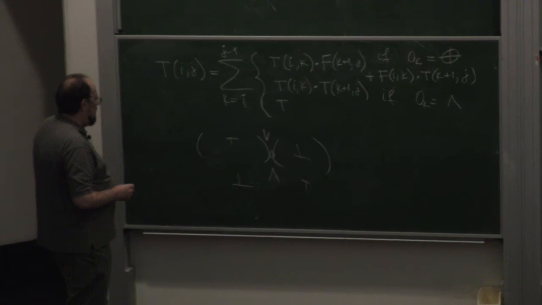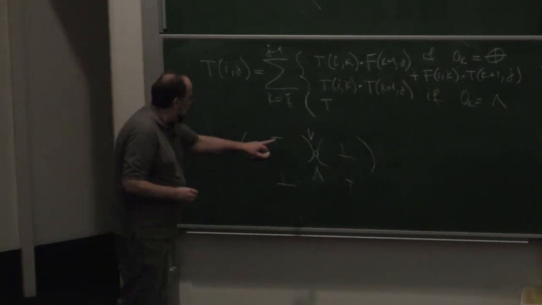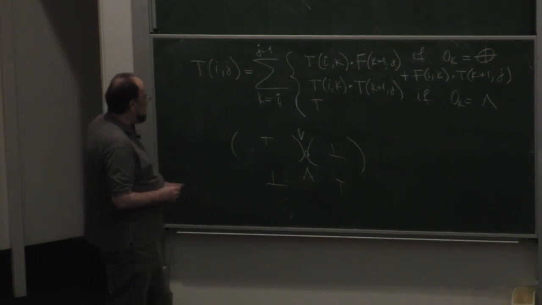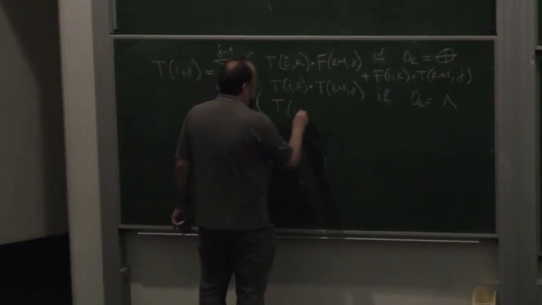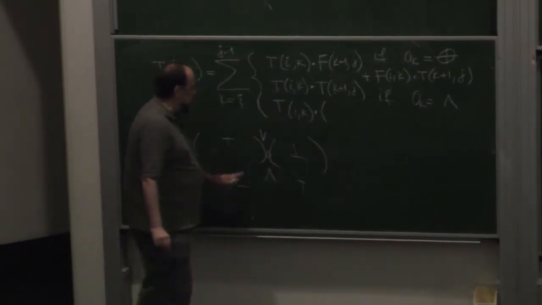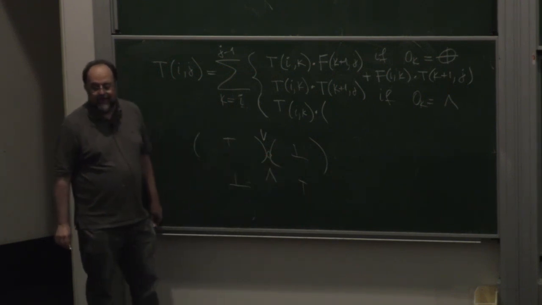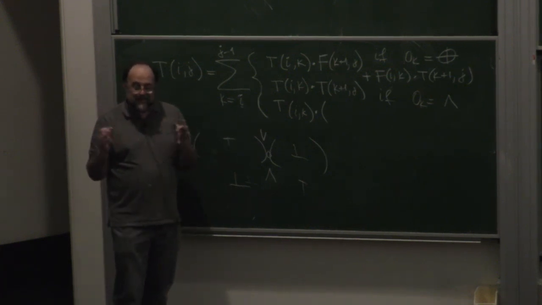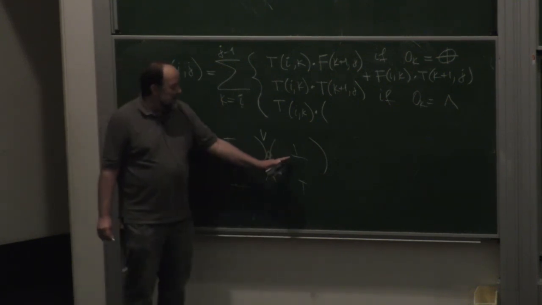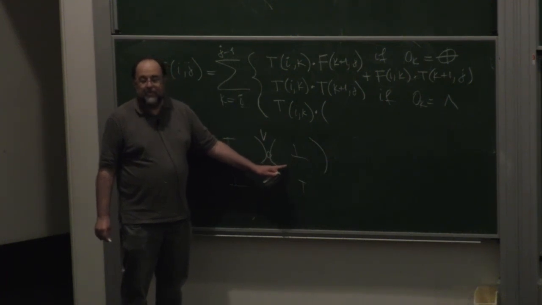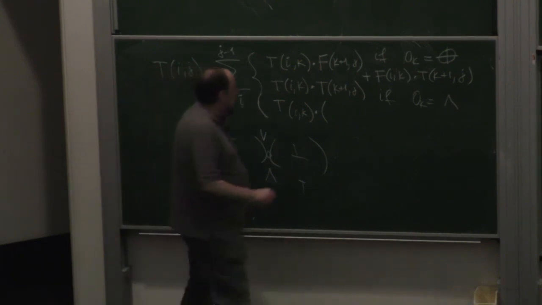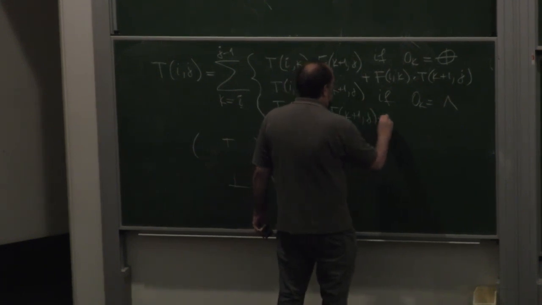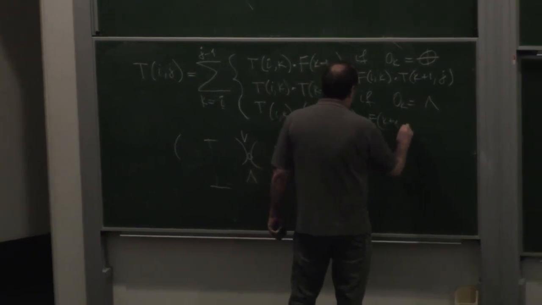Now we have to be careful. When this is true, this will be true of I to K times... how many ways for this to be either true or false? Well, that's a Catalan number. It's the number of ways to distribute brackets, right? But we know very easily the number of ways that this can be either true or false together. So it's T of K plus 1 to J plus false of K plus 1 to J.